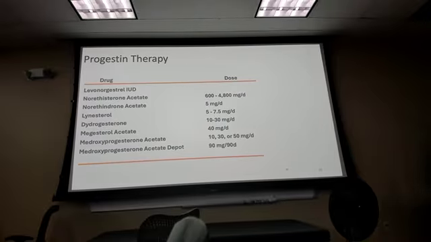For progestin therapy, we have lots of different progestins that we can use, but levonorgestrel IUD is going to be one that's tolerated the best and probably the most effective for the majority of these patients.